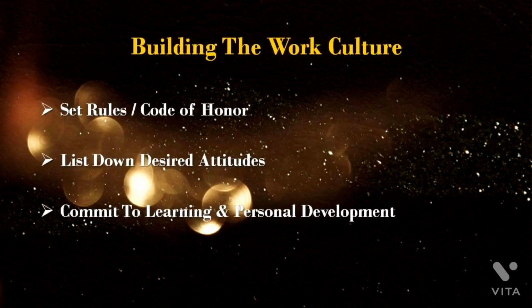To set an effective high-performance work culture, you need to set rules, often referred to as the code of honor. To do this, gather the team together and list down the desired attributes, attitudes, behaviors, and results that the team needs to practice in order to be able to achieve those company goals. Filter out the unnecessary, combine, and then boil it down to a list of 8 to 10 rules that, when practiced and upheld to the highest level, should set the team into high performance gear. An example of one of these rules might be rule number 1, commit to learning and personal development.